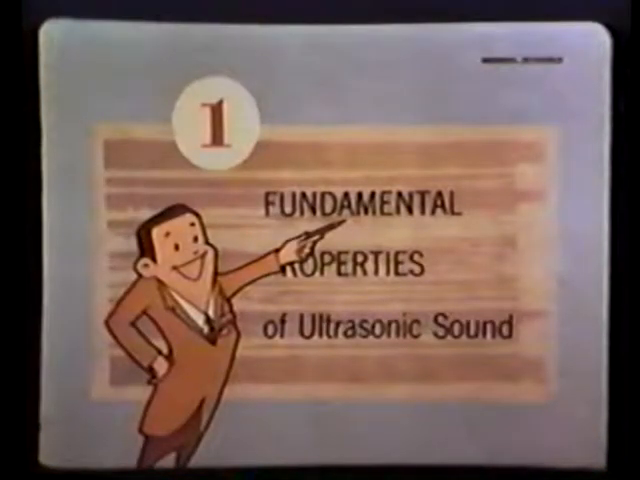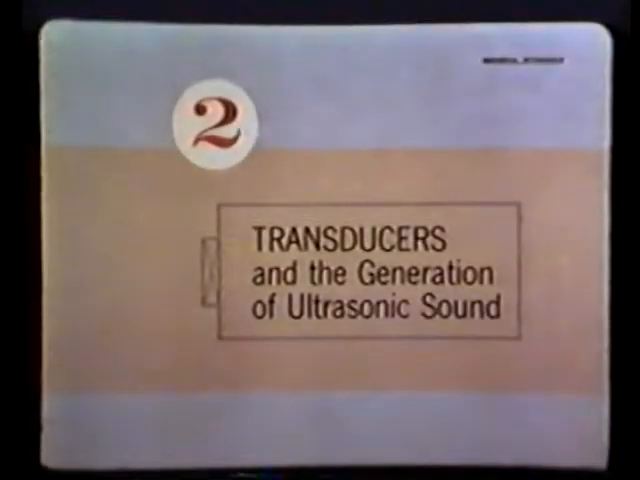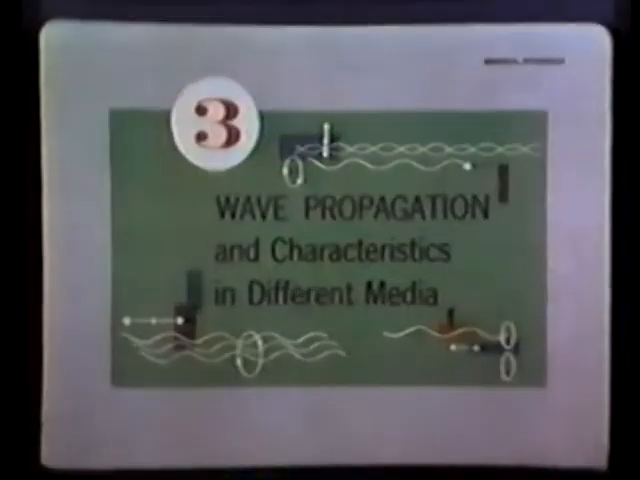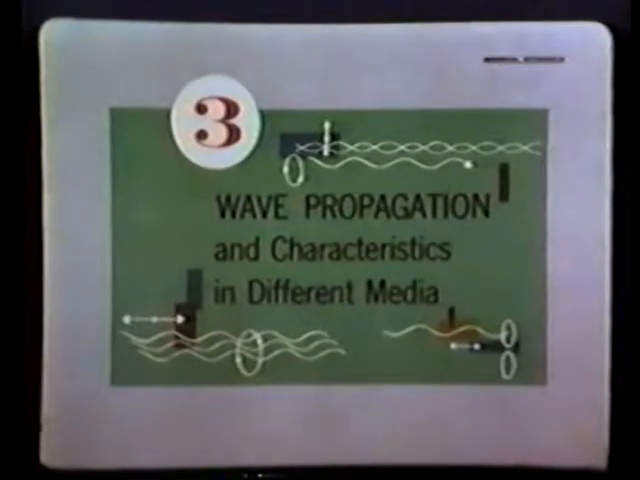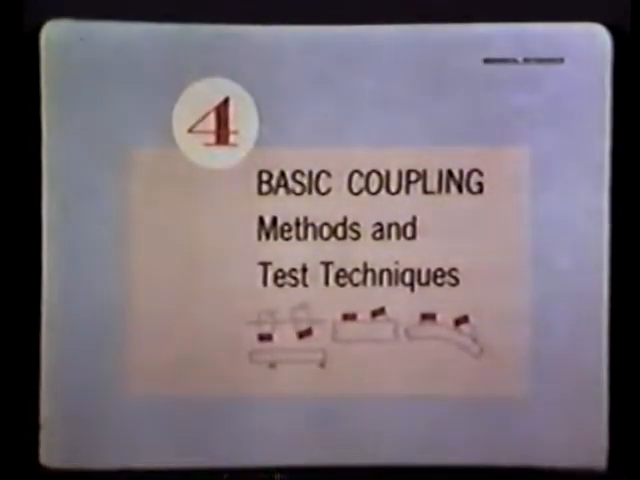Part 1 of this training course introduces you to the fundamental properties of ultrasonic sound, what it is. Part 2 deals with how it is generated, and Part 3 covers the different modes of wave propagation, their characteristics. Part 4 introduces you to the basic methods and techniques used to couple ultrasonic sound to a specimen, and describes the advantages and disadvantages of each.